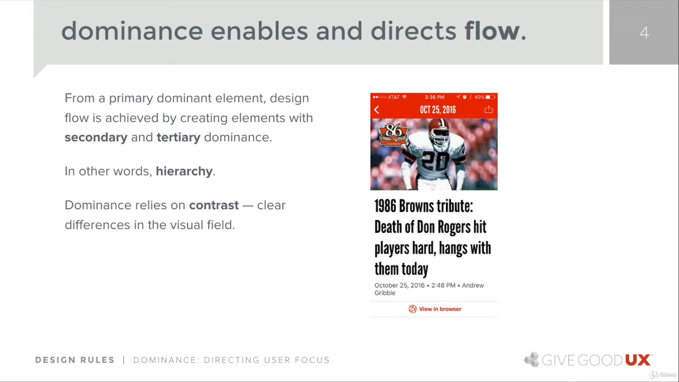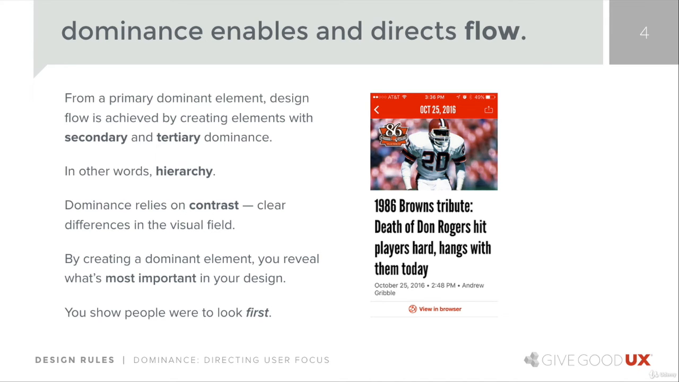So that gives you context. Here's the date of this article. You get the image that says, here's what this article is about. And then you go down to the headline, which sets your expectations as to what the content is about. By creating a dominant element like this, what you're doing is you're revealing what's most important in your design. What is going to immediately send a signal or get somebody's interest? What is this? What's it about? You're showing people where to look first.